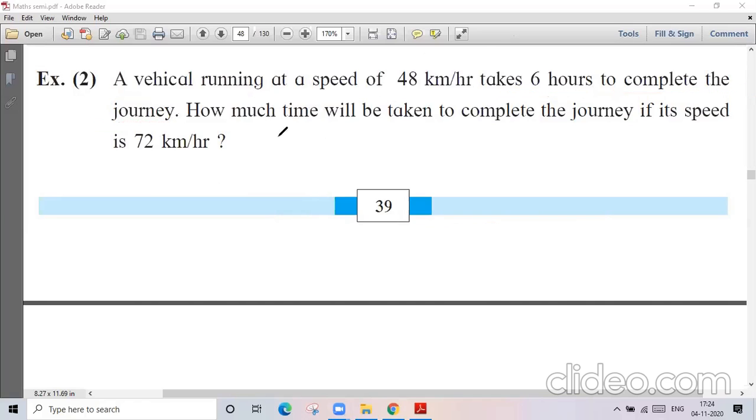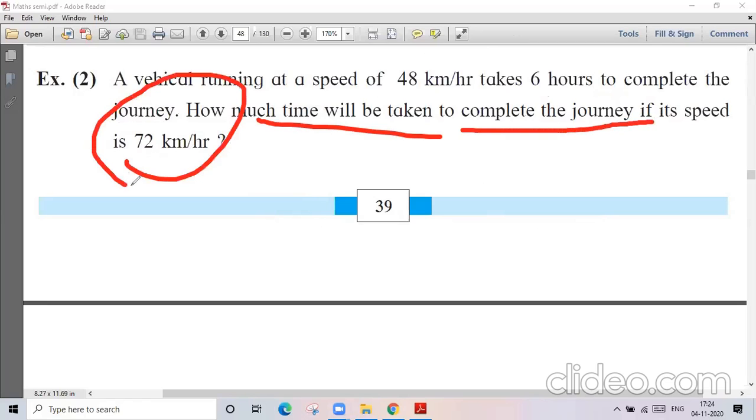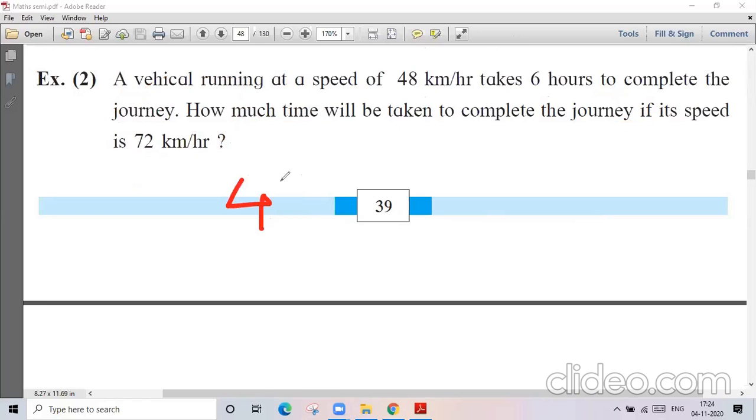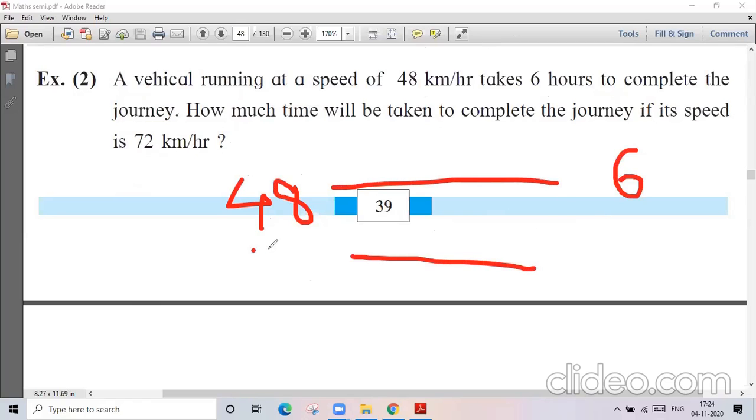Now, how much time will be taken to complete the journey if the speed is 72 kilometer per hour, right? Look at what is given: if the speed is 48 kilometer per hour, then the time required will be 6 hours. If we increase the speed to 72 kilometer per hour, obviously what will happen, it will decrease. The time taken for the journey will decrease.